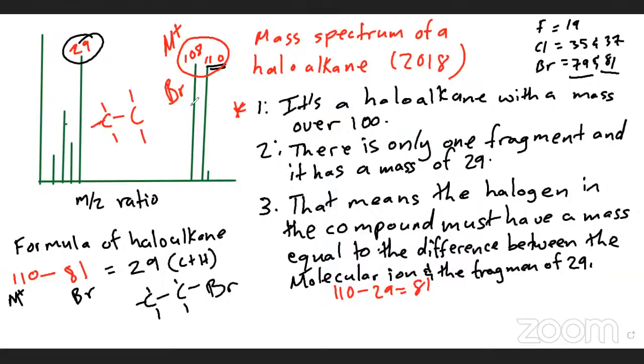So what I would suggest: if you get a haloalkane, you look for a fragment. Remember now, 63, I don't remember the exact question. Look for a fragment, good? Not the 15, not the 43, not the 29. Those are hydrocarbon fragments. Look for a fragment outside of the norm: 15, 29, 43, 57, 71. All of these are hydrocarbon fragments. 63 is not one of these.